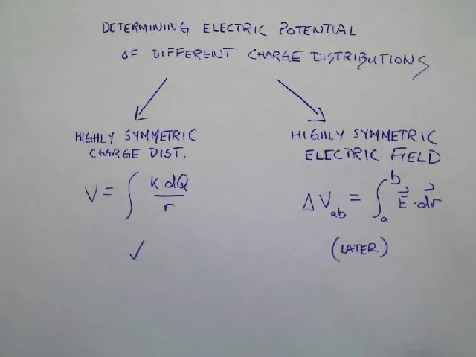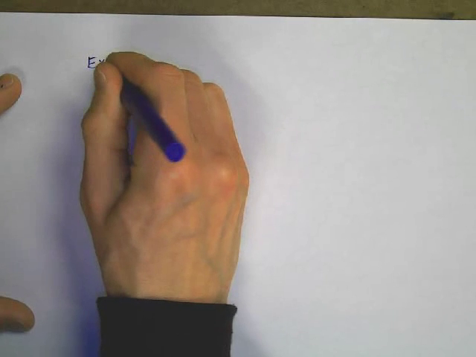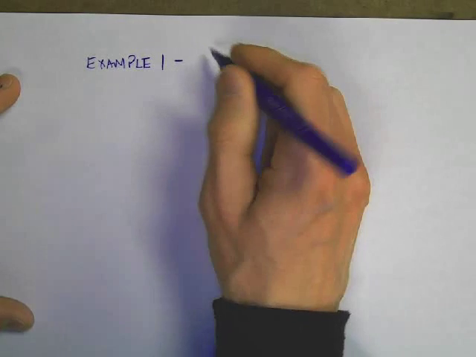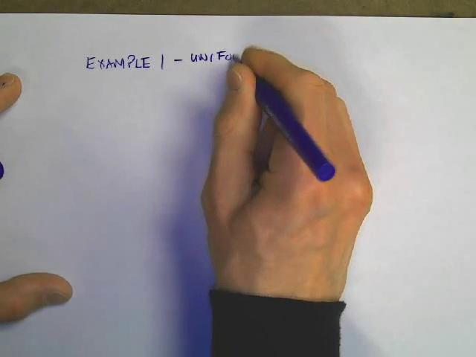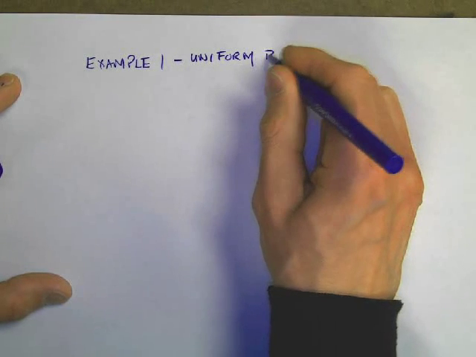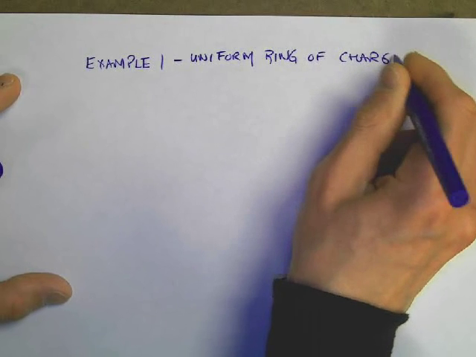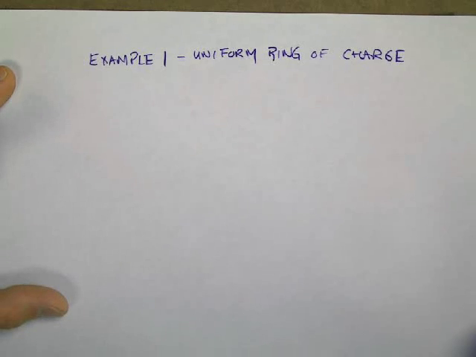Alright, well, let's do two examples today. The first example is going to be a charged ring. So example 1. This is going to be a uniform ring of charge. We've seen this particular geometry before.